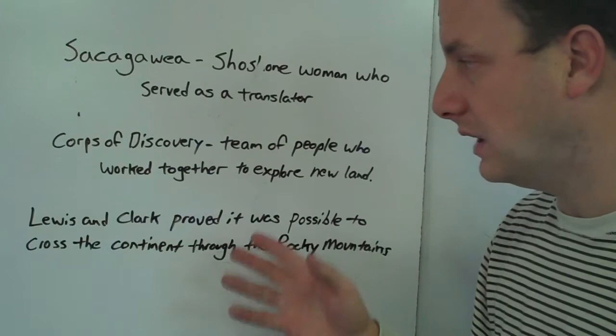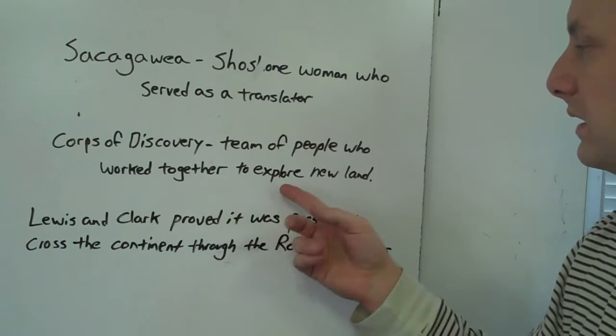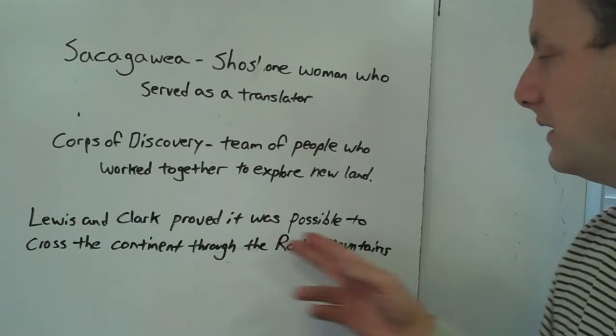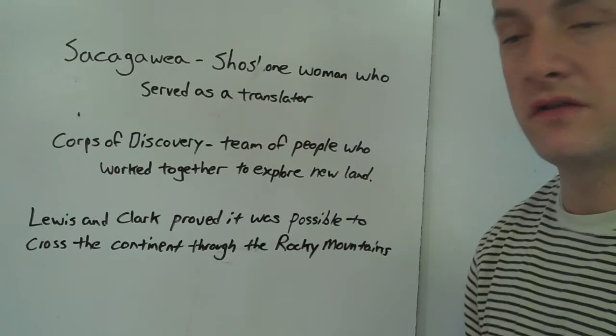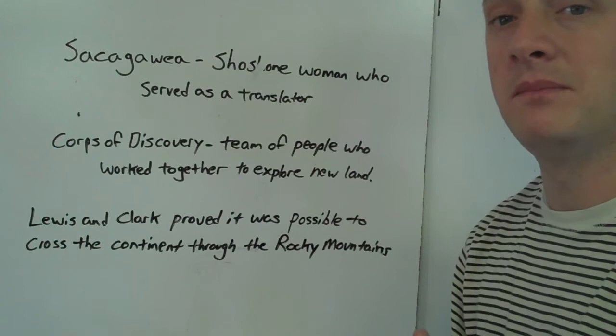Now, I talked about this group. They're called the Corps of Discovery. This is Lewis and Clark and their team, a team of people who worked together to explore the new land. Lewis and Clark proved several things. They proved that it was possible to cross the continent through the Rocky Mountains. Also, in your book, it talks about a man by the name of Zebulon Pike, who explored in Colorado what was later named Pike's Peak, part of the Rocky Mountains.